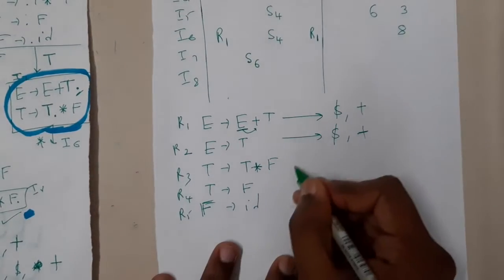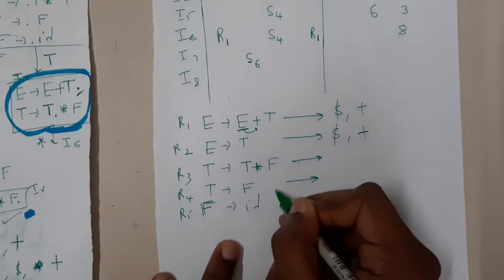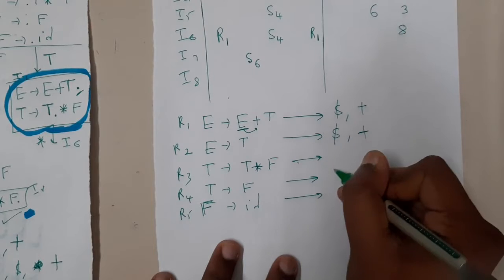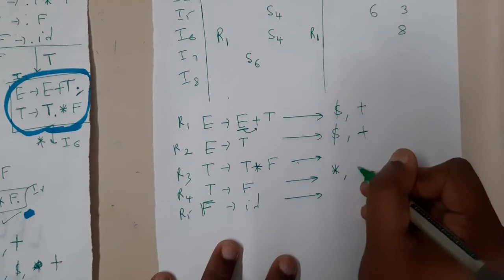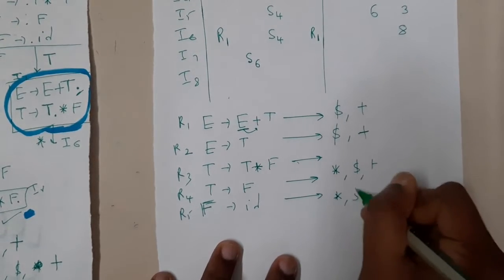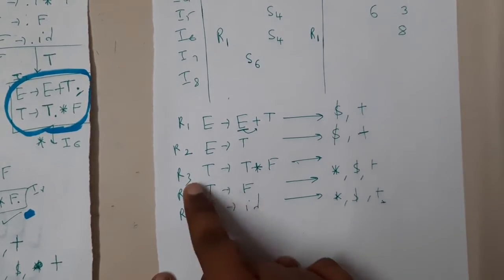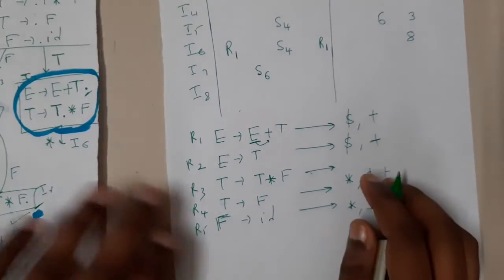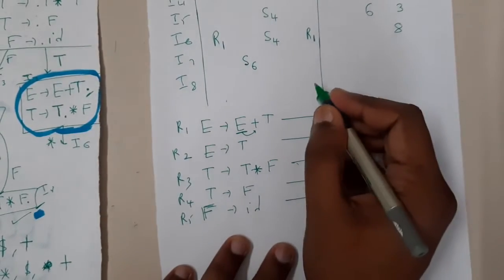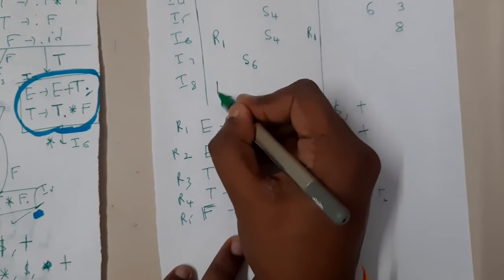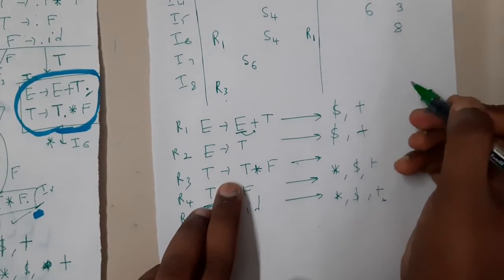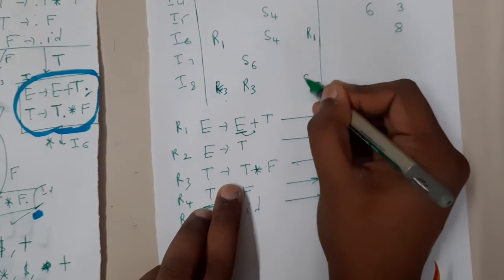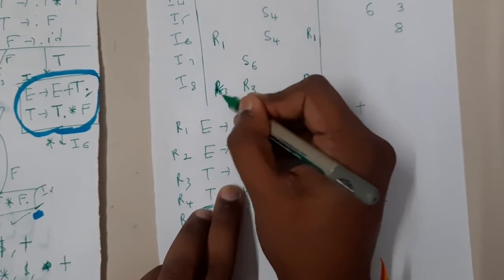Yes. So now moving on to T. So in T, we are having two items, right? Yes. So in all the three items, we are going to have star, dollar and plus. Here also we are going to have star, dollar and plus, right? Yes. So when it comes to R3, where did it end? So it ended here, right? So in I8 it has ended. So as it has ended in I8, we are going to get R3 here, right? Yes. So R3 at star, dollar and plus.